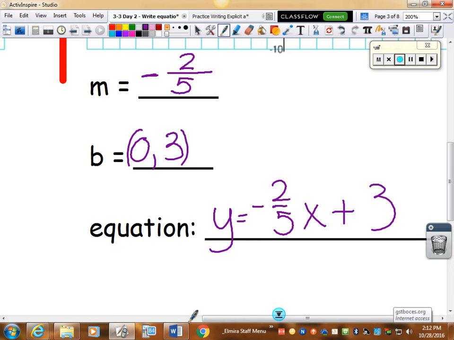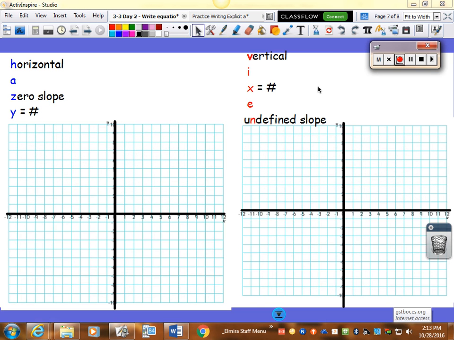Now, there's some special circumstances I want to talk about. Some of your homework problems will have horizontal and vertical lines. And I want to give you this little memory device to help you remember what you're supposed to do with horizontal and vertical lines and what they mean. You can see in blue here I have the letters H, A, Z, and Y. It spells the word hazy. Now A doesn't stand for anything. I just needed an A to make it not say hizzy. So it's hazy, and that's talking about horizontal lines.